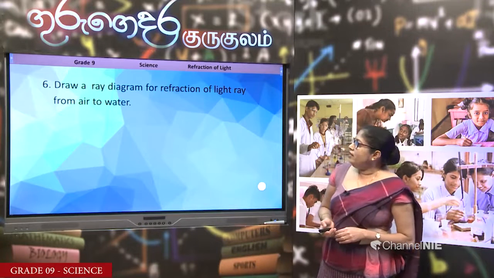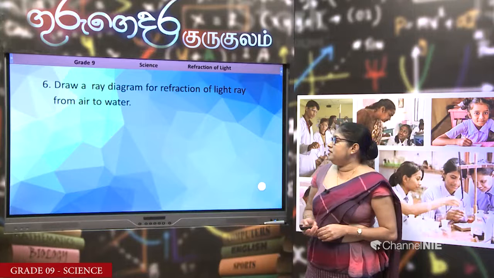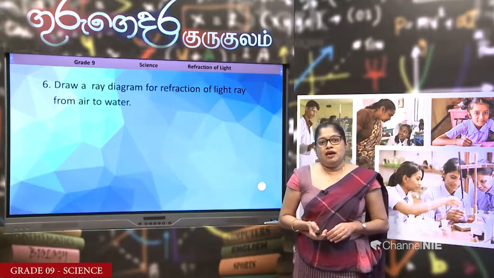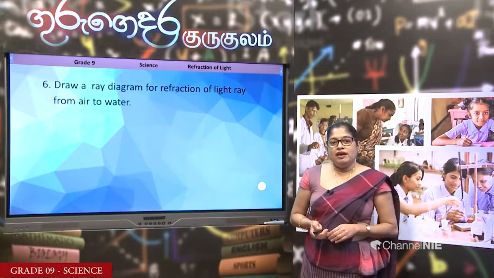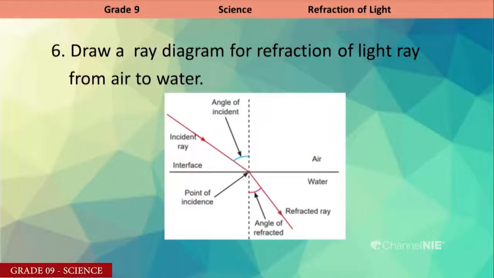Now we will see a ray diagram for refraction of light from air to water. What is a ray diagram? I explained it in my last lesson too. Ray diagram shows the way light rays are travelling. This is the ray diagram for the activity we have done.